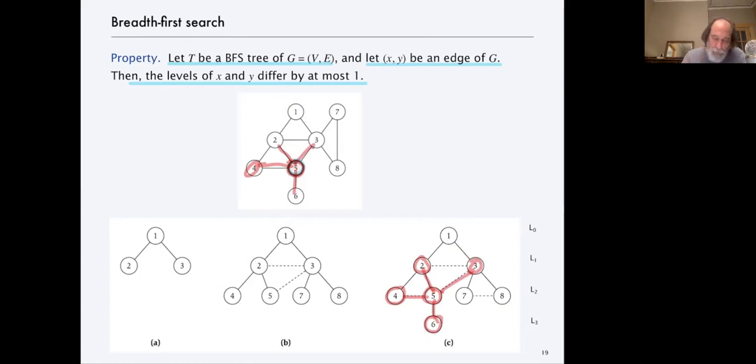Why? Well, why can't 7 have 1 as a neighbor? Because if 1 and 7 had an edge between them, we would have put 7 on layer 1. And similarly, why is there no edge between 3 and 6? Because if there was an edge between 3 and 6, 6 would have had to be at level 2.